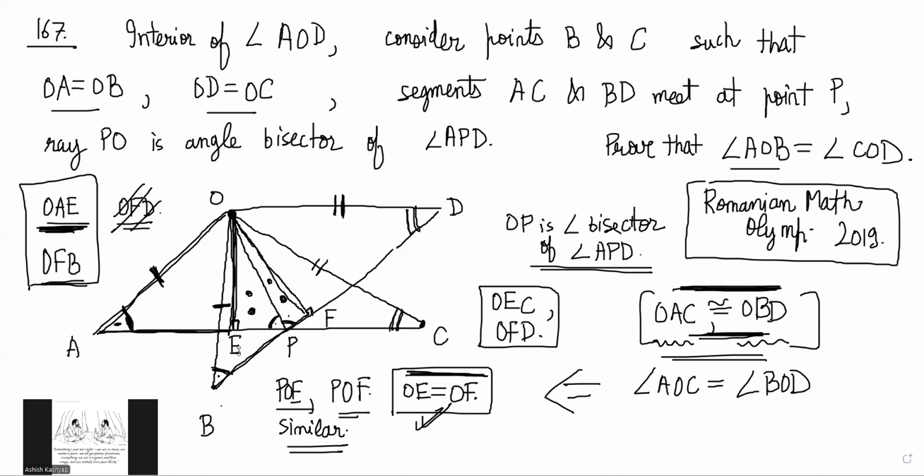We know that OA equals OB. OA is equal to OB. Two sides are also there, right? Two sides. So it is clearly, obviously congruent.